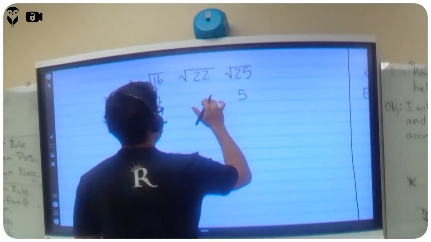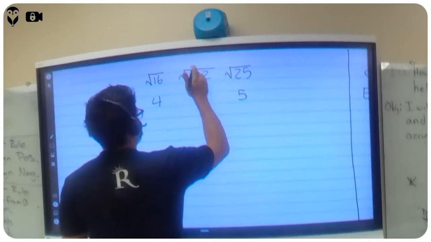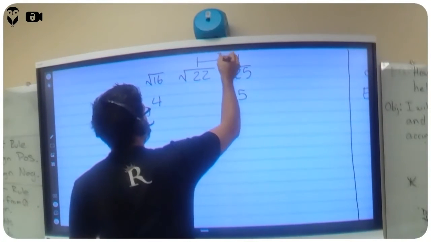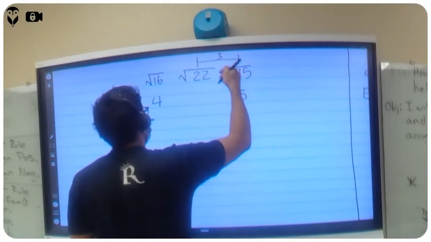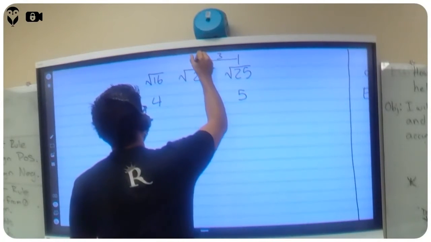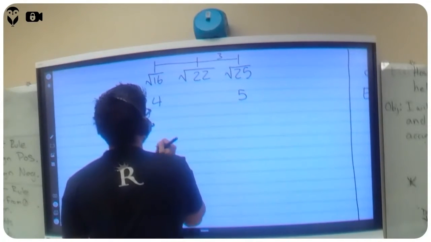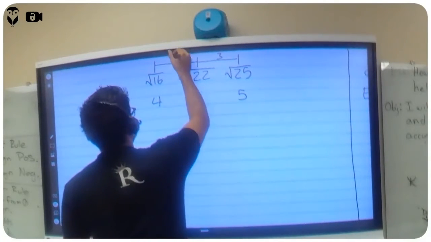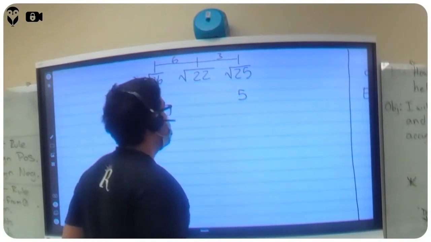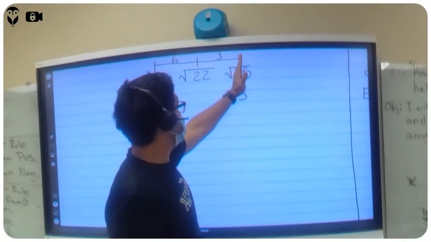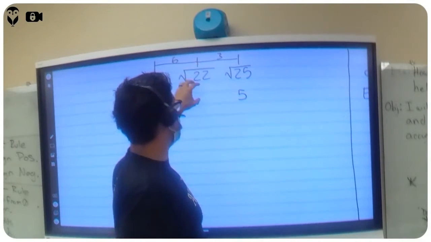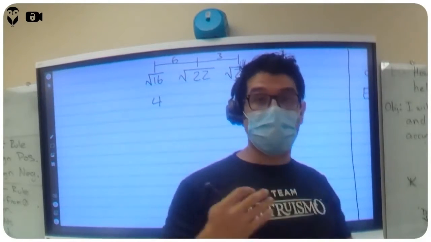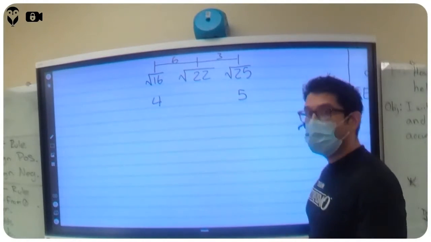So let's see here. How far is 22 from 25? It's only 3 numbers away, so it's pretty close to 25. How far is 22 from 16? It's about, let me see here, 6 away. So it's double the distance. So it's way closer to 25, which means the answer is way closer to 5. So now we're thinking 4.7, 4.8, or 4.9.